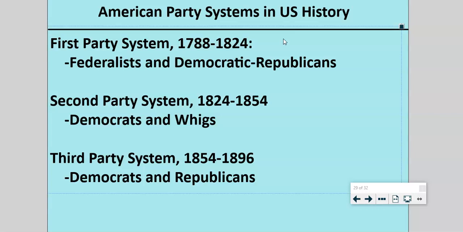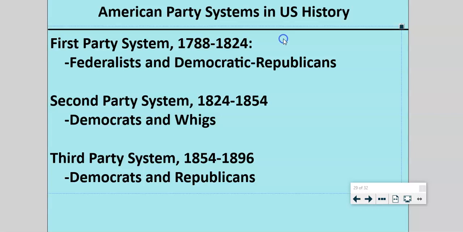Federalists want a strong federal government. They want to support the business class. They get their support from the well-educated and urban populations, and they eventually die out because they didn't support the War of 1812. The Democratic Republicans want more of a strong state government setup. They get a lot of their support in rural America and with farmers.